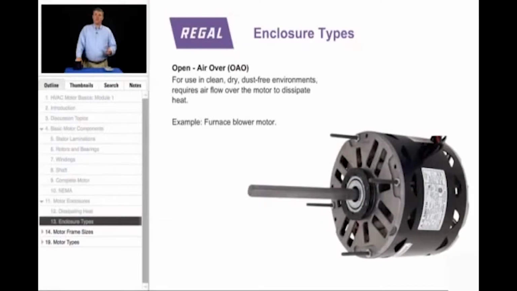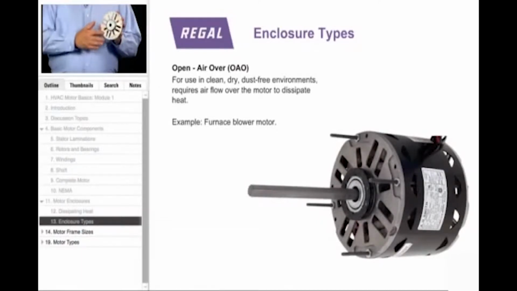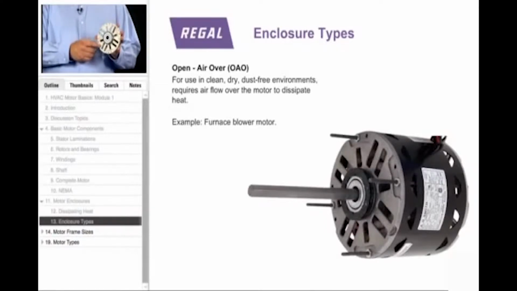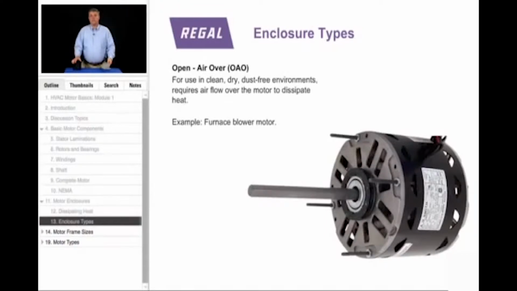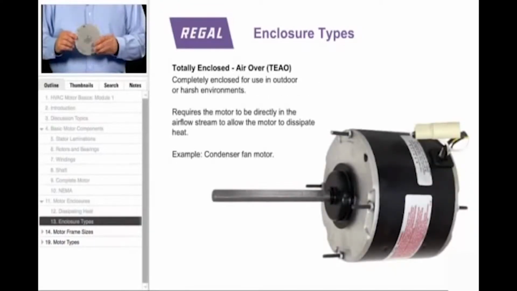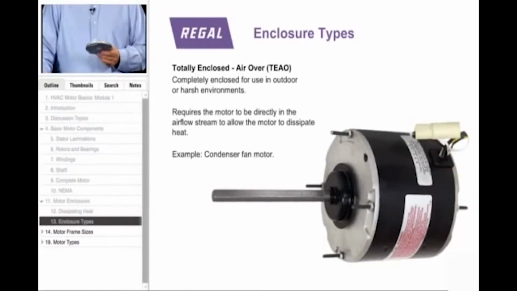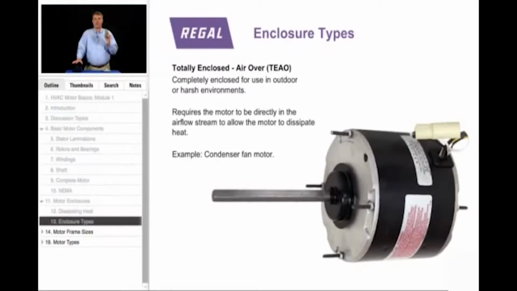The first type of enclosure is an open air-over, or OAO, construction. There will typically be holes in the end frames or end shields and in the shell of the motor. This is in a typically clean, dry, dust-free environment, a typical furnace blower motor. The next type is totally enclosed air-over, or TEAO. This motor is completely enclosed, the shell and the end brackets, and is typically in an outdoor condenser fan application. The air-over is the key to this motor. It has to be located directly in the airstream to dissipate heat.